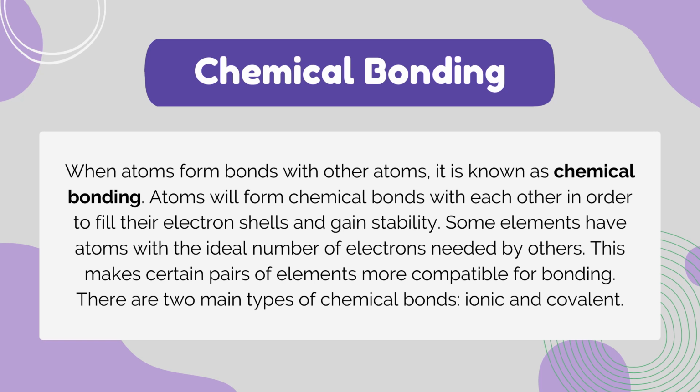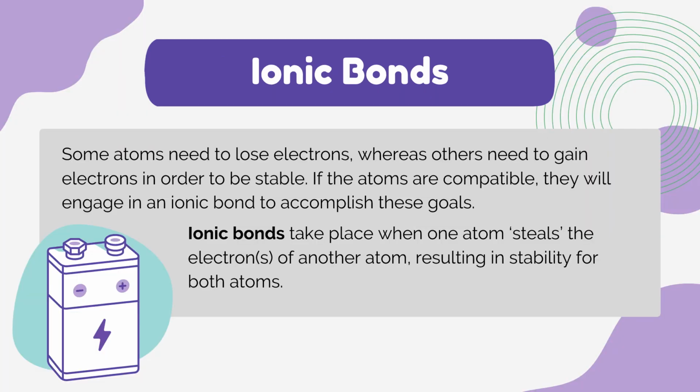Some elements have atoms with the ideal number of electrons needed by others. This makes certain pairs of elements more compatible for bonding. There are two main types of chemical bonds, that is ionic and covalent. Let's see first the ionic bond.